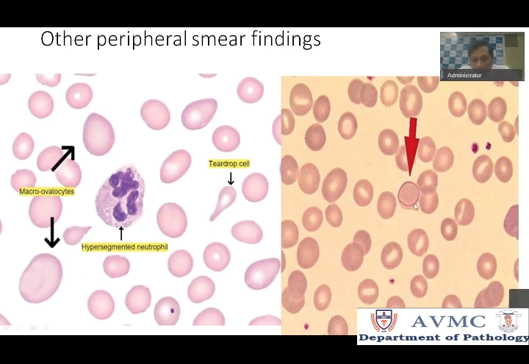It can be seen as a round structure or as a figure of 8-like structure. Okay, so this is called Cabot's ring. So, to sum up the peripheral smear findings in this patient.